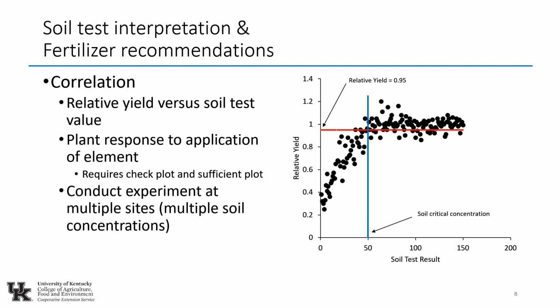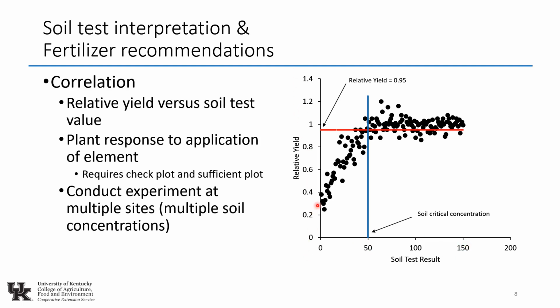First, correlation. Correlation is when you determine the relative yield versus the soil test value. So if we look at this figure here on the right, we see the soil test result on the horizontal axis, and it doesn't matter what the units are or what the element is. We can assume this is soil test phosphorus and just relative units, and then relative yield.